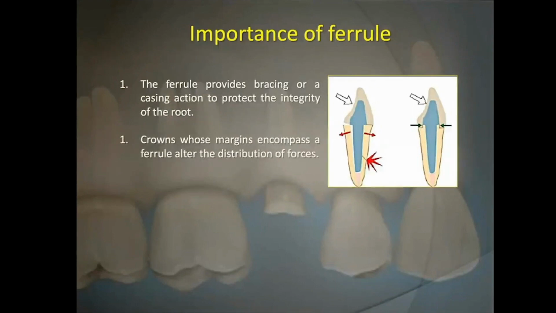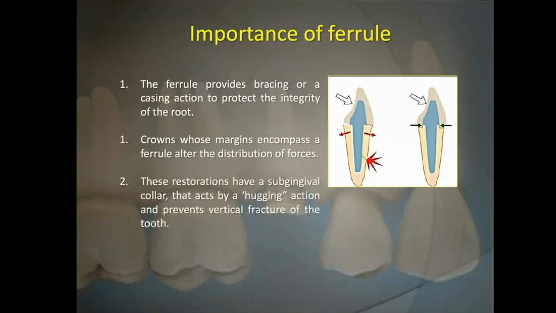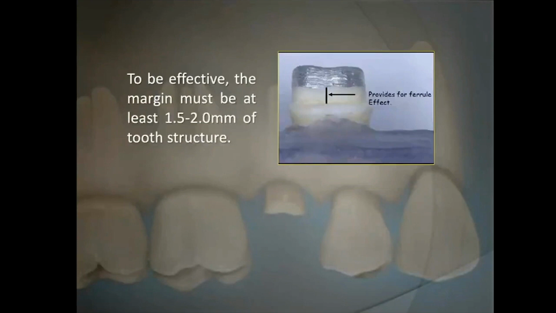Crowns whose margins encompass a ferrule alter the distribution of forces. And these restorations have a subgingival collar that acts by a hugging action and prevents the vertical fracture of the tooth. To be effective, the margin of that ferrule has to involve at least 1.5 to 2 millimeters of healthy tooth structure. That provides for the best ferrule effect when you are preparing your teeth.